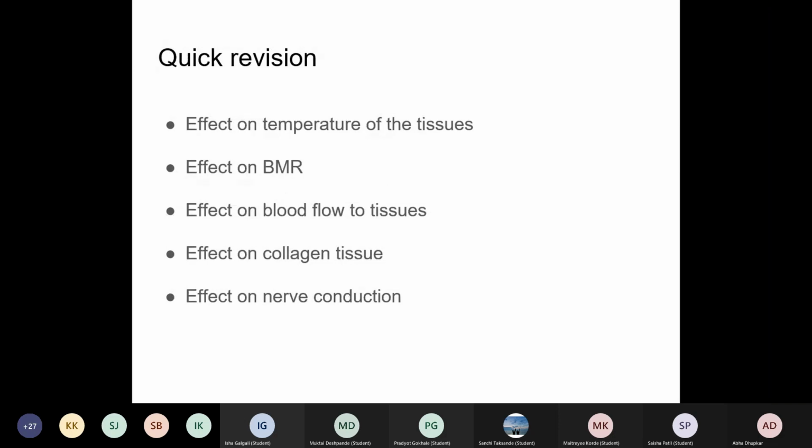Now, when the temperature of the tissues increases, what is it going to affect next? It is going to affect the basal metabolic rate, which is basically the rate at which the cell is going to function. Which law are we following over here? Van't Hoff's law. Excellent. So we are following Van't Hoff's law, right? So you have got an increase in your cell functioning.